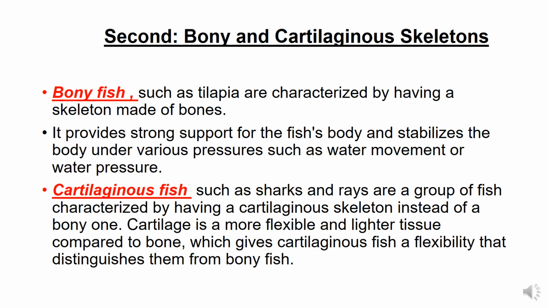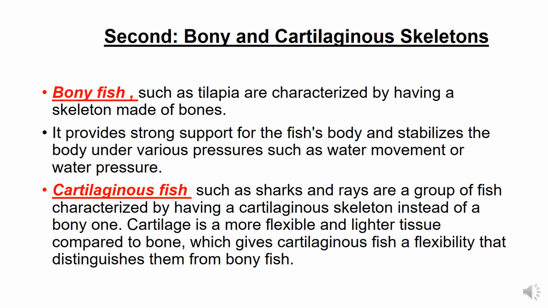Now we are going to discuss second, the bony and the cartilaginous skeleton. The bony fish, such as tilapia, are characterized by what? By having a skeleton made up of bones. Of course, it's a bony fish, so the skeleton is made up of what? Of bones. The bones provide strong support for the fish body, and stabilize the body under various pressures, such as water movement or water pressure.